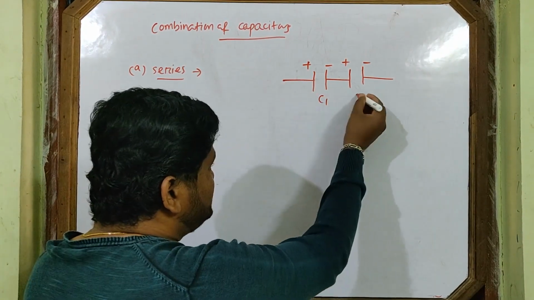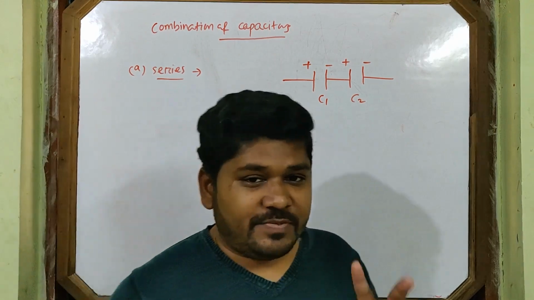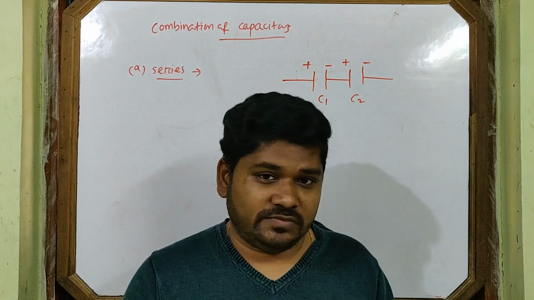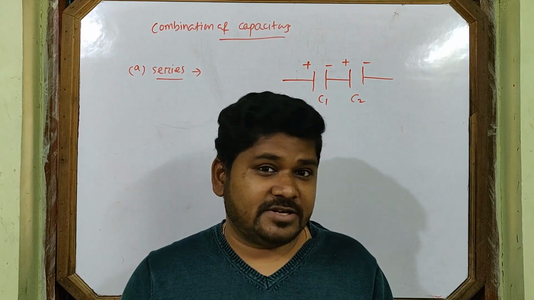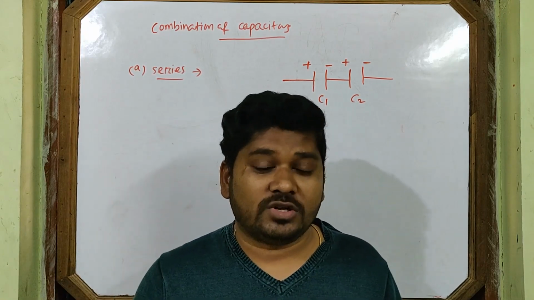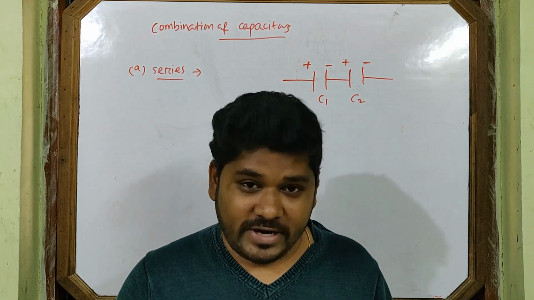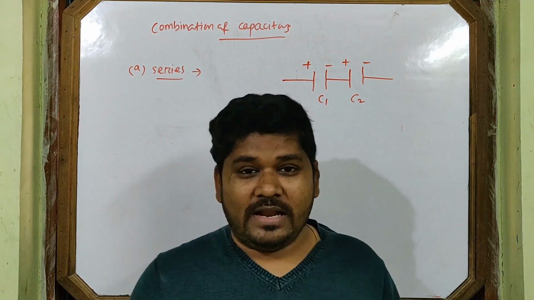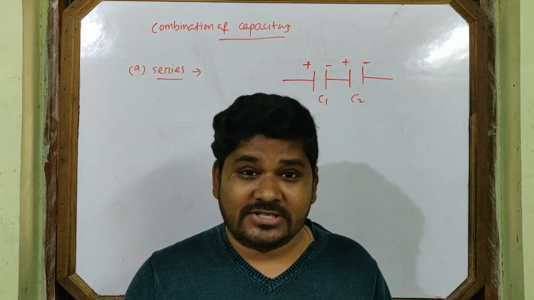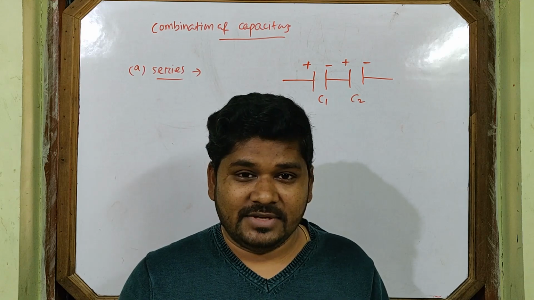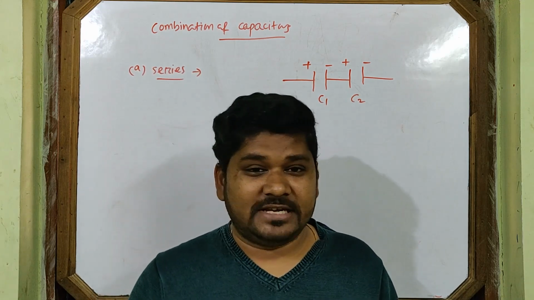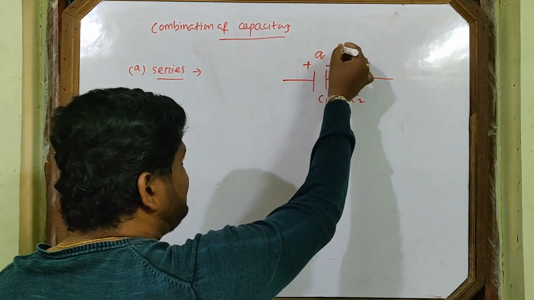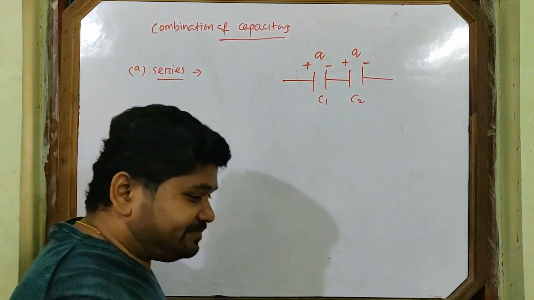We will do this derivation. We will find the effective capacitance for two capacitors of different capacitance C1 and C2. In resistor series combination, you know which quantity remains constant. Current remains constant in series combination because there is only one path. So here in series combination, charge remains constant. Charge of this capacitor is the same as charge of this capacitor.